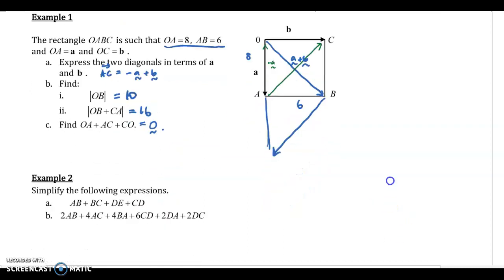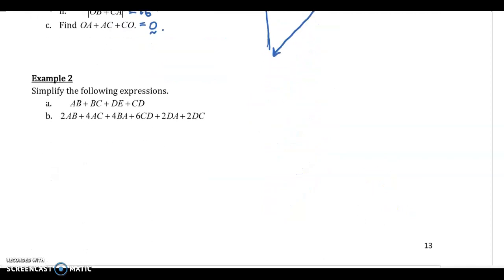In example 2, we've actually made a mistake in the question of part A. It should be these two swapped around. So we actually mean find AB plus BC plus CD plus DE. You can see B to B, C to C, D to D. It means that my resultant vector is just from A to E. Part B we will leave out and come back to it when we've done a few more things about vectors.